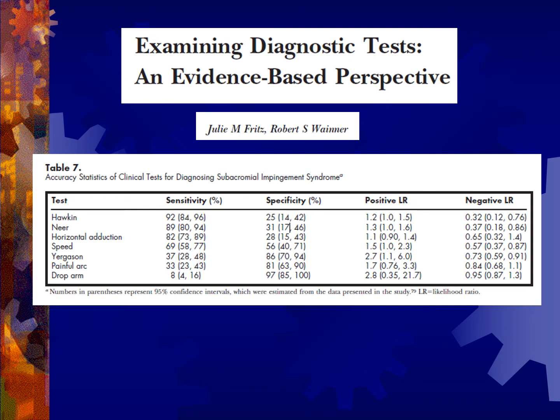In terms of specificity, the drop arm, the painful arc, and the Yergason tests are highly specific, meaning that if that test is positive, it's helpful in ruling in the disorder. So again, take a moment and look at those specificity and sensitivity numbers and be sure that you understand the significance of those. Again, tests that are highly sensitive, if they're negative, they help rule out a disorder, but if they're positive, they help rule a disorder in.